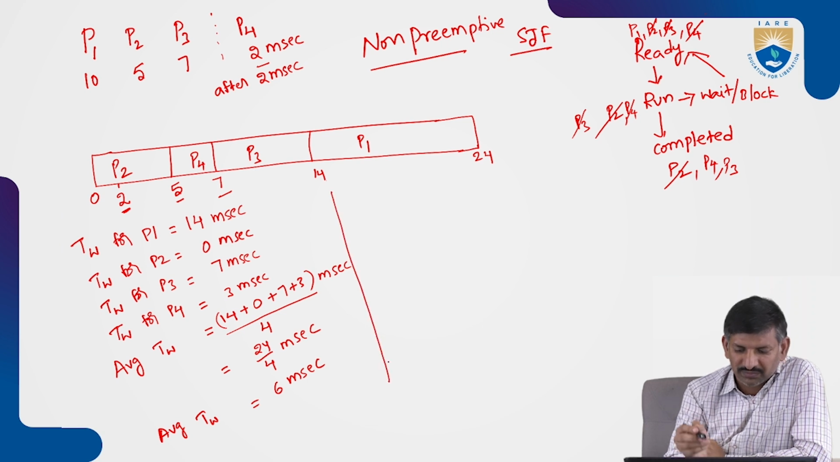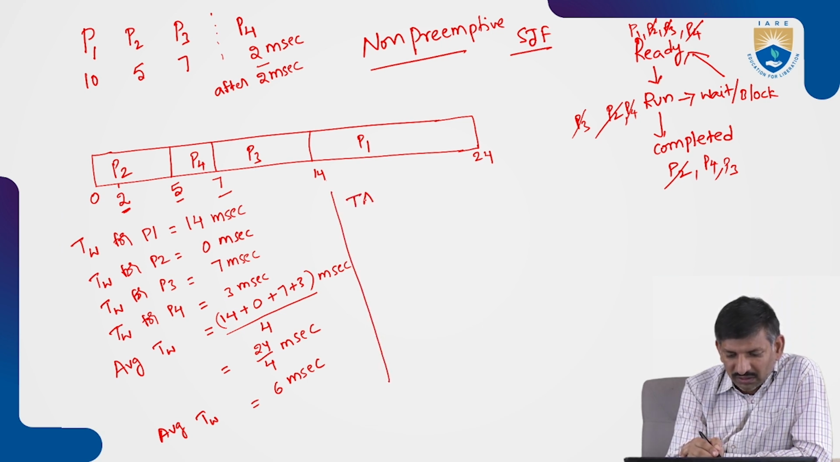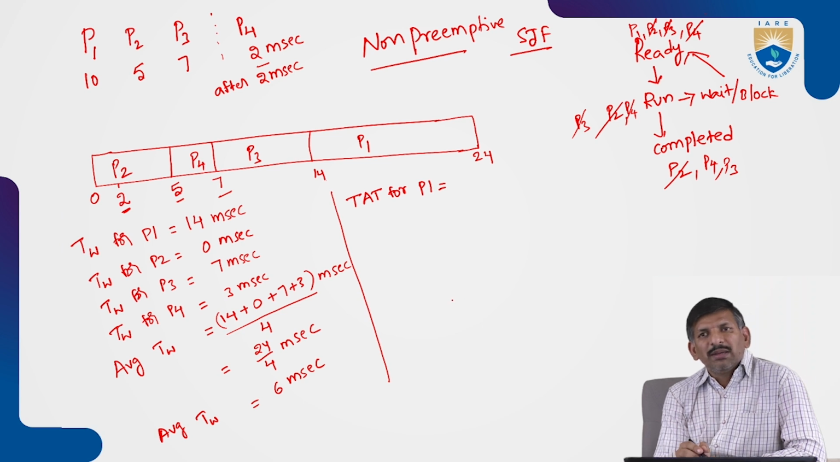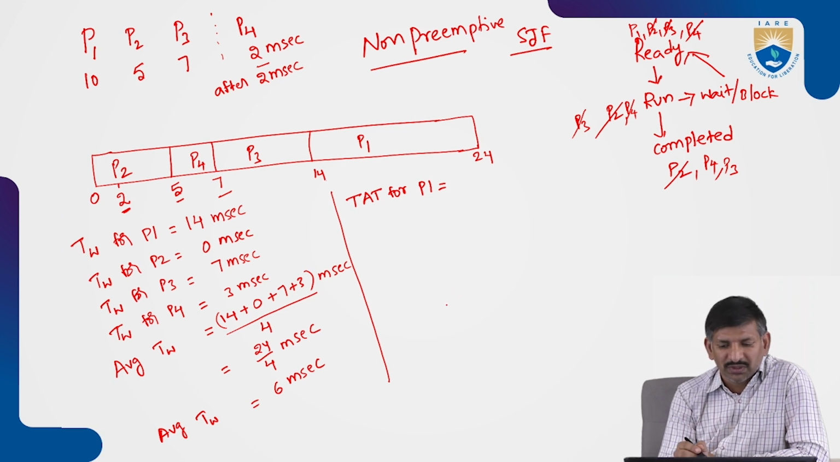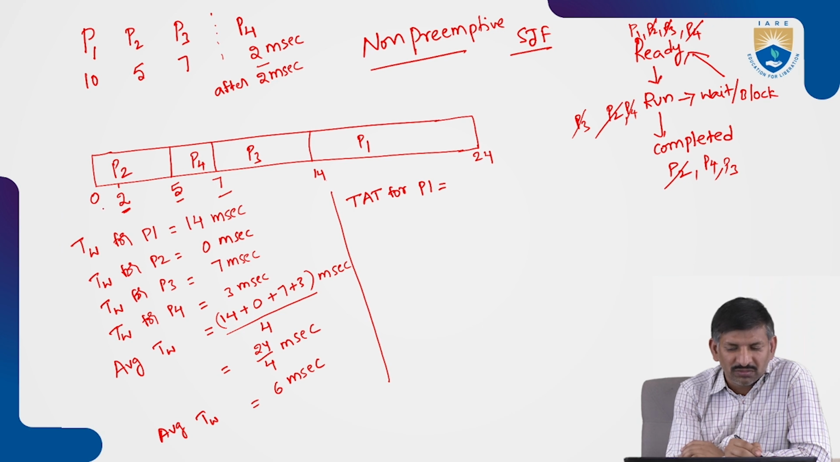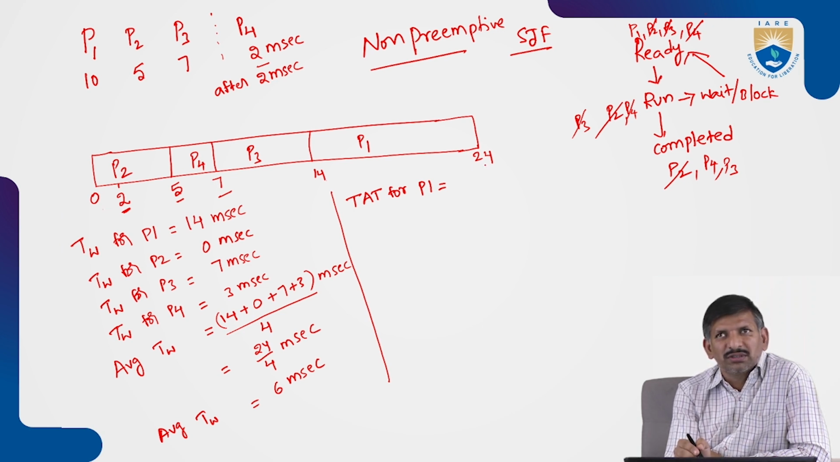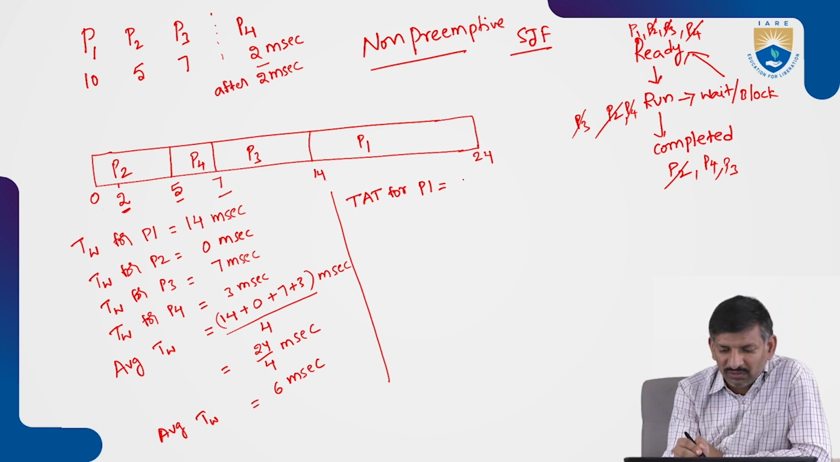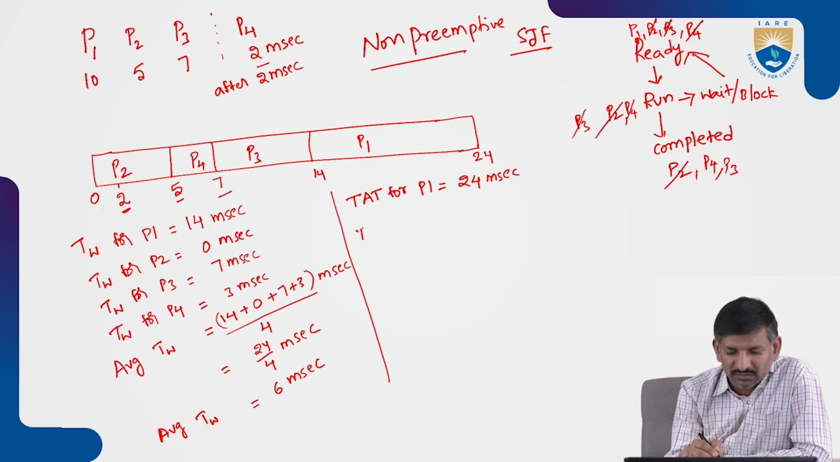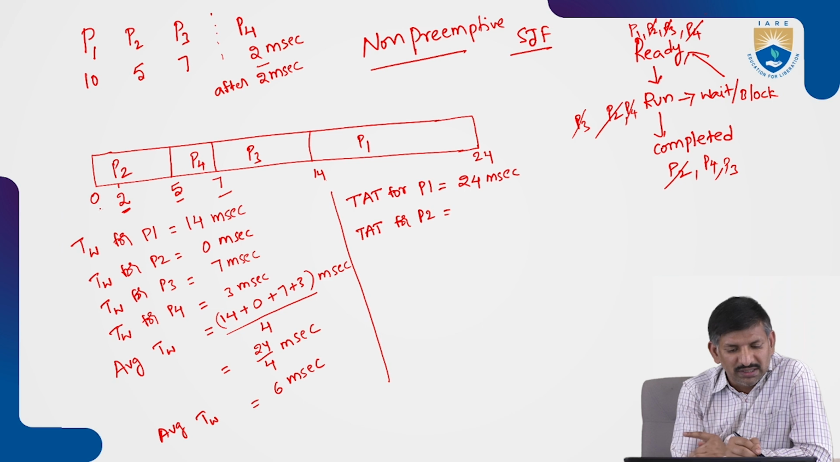Next, turnaround time for process P1. Turnaround time means the time taken by the CPU to complete its execution from ready state to completed state. So P1 enters into the ready state at the time of 0 and its execution is completed at the time of the 24th millisecond. So total time is 24 milliseconds. Next, turnaround time for process P2. P2 enters into the ready state at the time of 0 and its execution is completed at the time of the 5th millisecond. Total 5 milliseconds.